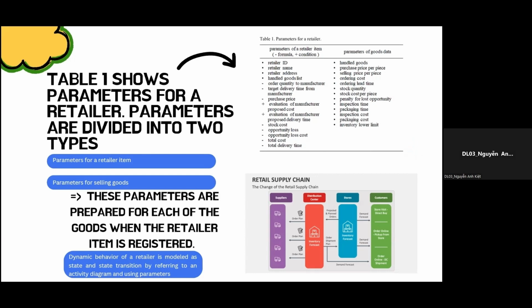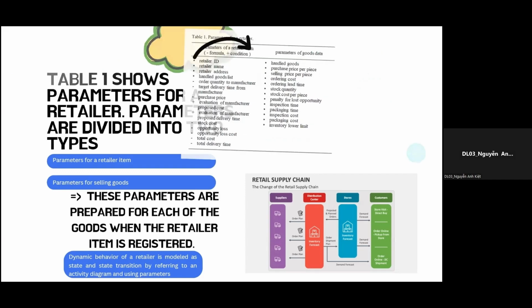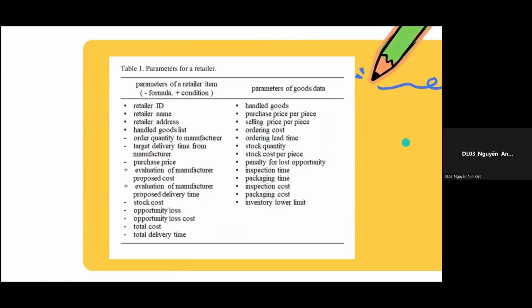And the second one is parameters for selling goods, and these parameters are prepared for each of the goods when the retailer item is registered. And the dynamic behavior of a retailer is modeled as state and state transition by referring to an activity diagram and using parameters. So this is table 1. Next, please.